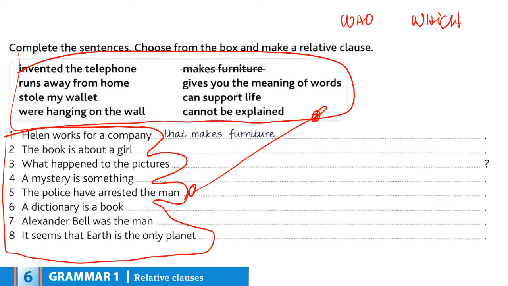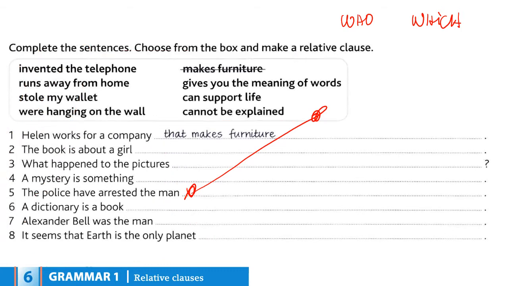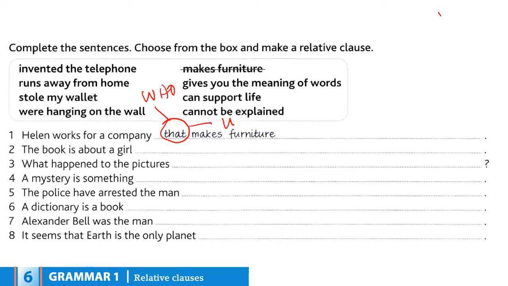So here we go. Sorry, I have to delete every single thing here. Helen works for a company that makes furniture. Now, remember, you can use that instead of who or instead of which. But in this case, forget about that. I want you to use who for people and which for something, objects, animals. Here we go then. Helen works for a company that makes furniture.